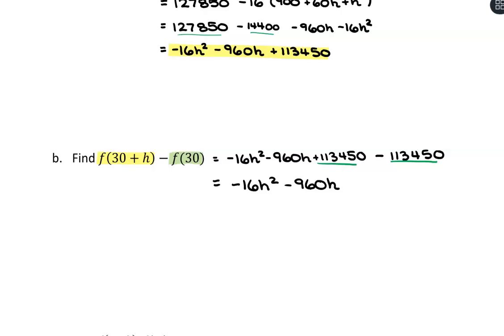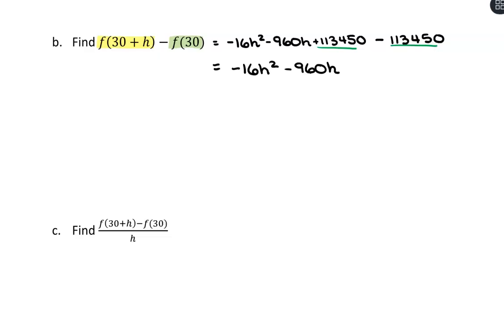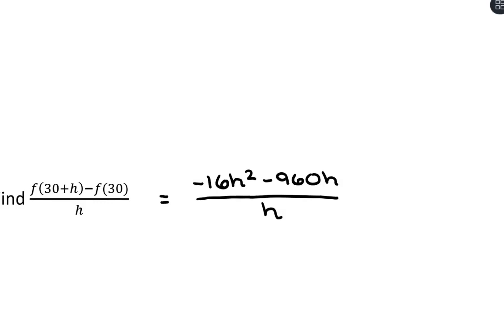Okay, so that takes care of our numerator with the difference in outputs. Now let's bring in our denominator, which would usually have our difference in inputs, but it all simplifies to h. So in the numerator, we just saw that that simplifies to a negative 16h squared minus 960h. And we are dividing that by h. And what we need to do here is cancel out the h.